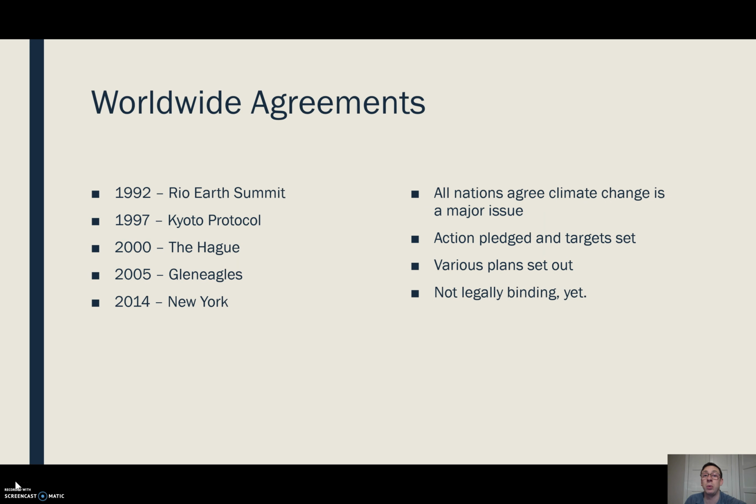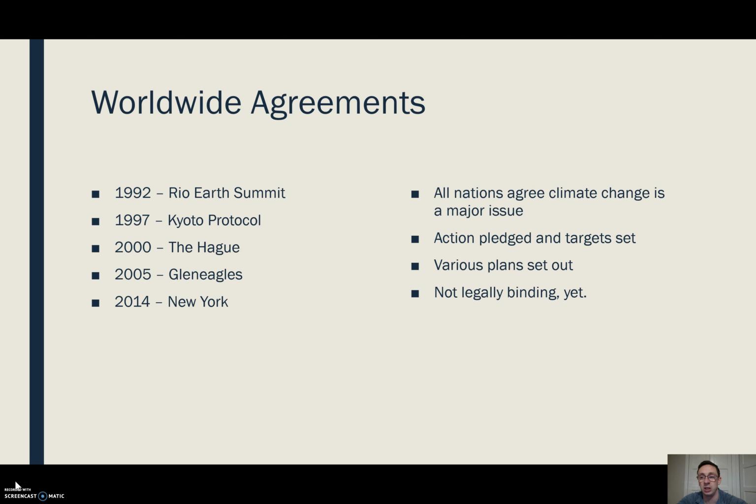Now, to get started with worldwide agreements, there have been a number of different worldwide agreements. There's been a variety of summits and protocols reached. So I've got a list at the side that you can see. These are just some dates of a few of the times that world governments and leaders have got together to discuss climate change. And there's a general consensus now across the world that climate change is a major issue, and that things need to be done.